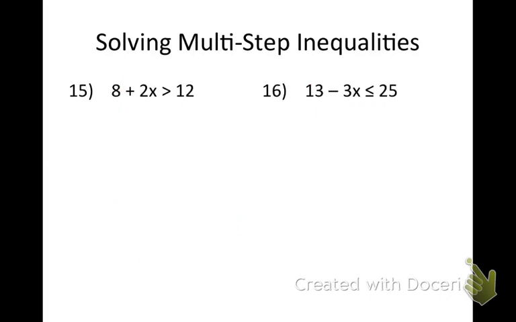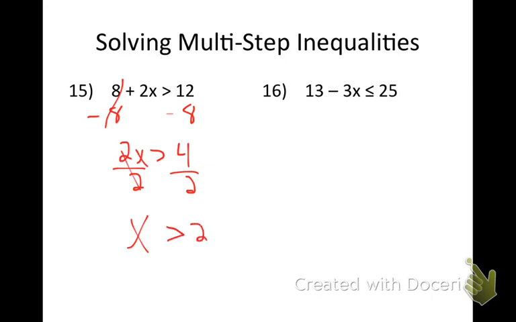Katie, walk me through how you did number 15. I subtracted 8. Okay, so we subtracted 8, nice job. Then I got 2x greater than 4 and divided by 2. Got x greater than 2. So give me a possible solution here. So 3, very good. So x is greater than 2, so 3 is a possible answer here. 3.5 is a possible answer here, nice job.